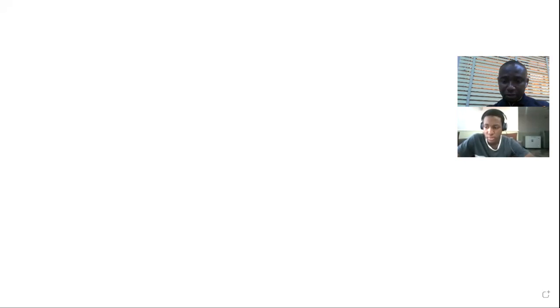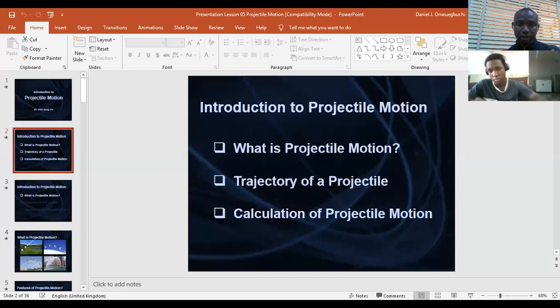Now, when we talk about projectiles, let me see if I could share my screen. Can I share my screen? Let me see. Okay, let me share my screen first. Sorry, can you see my screen? Yes. What are you seeing, please? The screen is blank white. Okay, blank screen. Can you see this now? Yes.